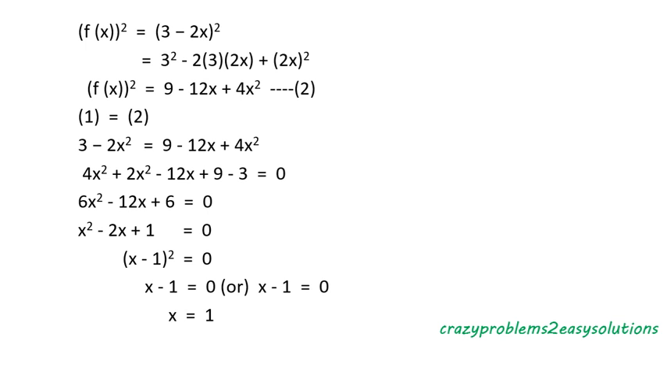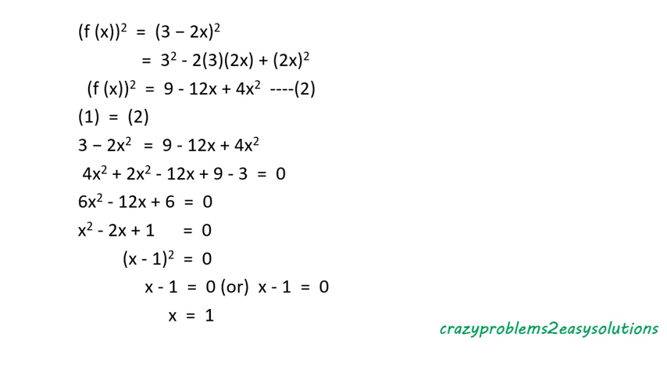Apply the a minus b whole square formula: a square minus 2ab plus b square. We apply 3 square minus 2 into 3 into 2x plus 2x whole square. So 3 square is 9, 9 minus 2 into 3 is 6, 6 into 2 is 12, 12x plus 4x square. So here equation 1 equal to equation 2. This is for the given condition. Apply the given condition here: 3 minus 2x square equal to 9 minus 12x plus 4x square.